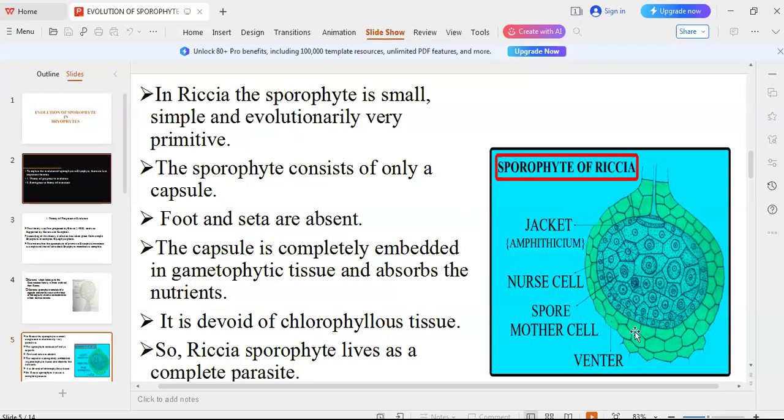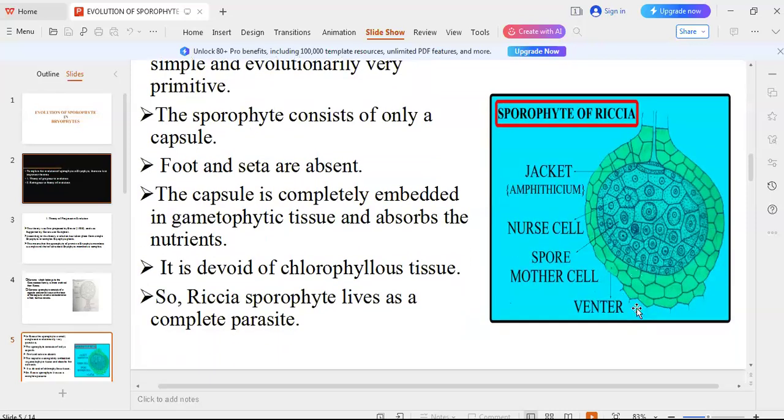The capsule is completely embedded in gametophytic tissue and absorbs the nutrients. It is devoid of chlorophyllous tissue. So the Riccia sporophyte lives as a complete parasite, dependent on the gametophyte, which is why we call it a parasite. This is the Riccia sporophyte. This is the jacket, we call it amphithecium, with nurse cells and spore mother cells. And this is the venter of the archegonium structure. These are formed in the archegonium venter. So that is the sporophyte of Riccia.